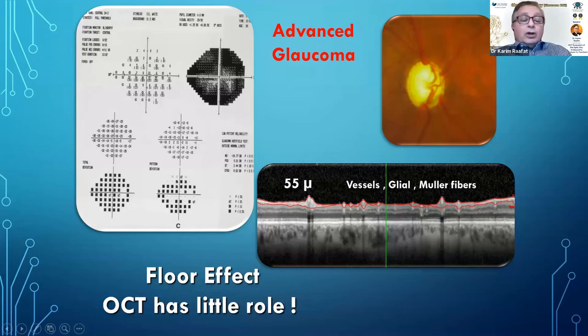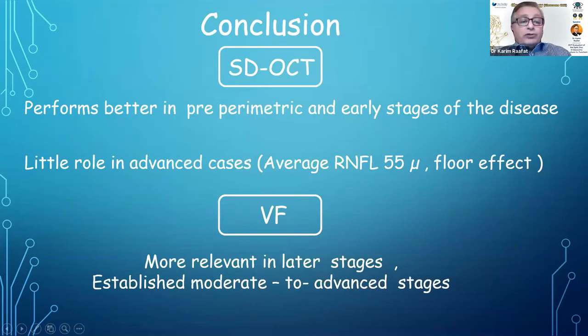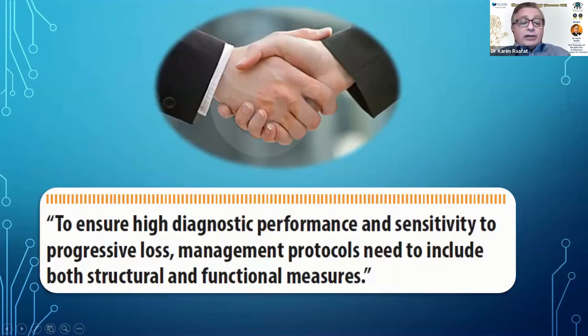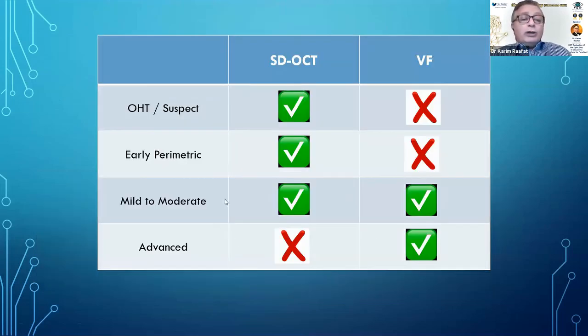So to conclude, we find from this that the spectral domain OCT performs better in the pre-perimetric and the early stages of the disease, but has little role in the advanced cases, given the floor effect with the average nerve fiber below 55, while visual field is more relevant in later stages, established moderate to advanced stages. And to ensure high diagnostic performance and sensitivity to progressive loss, management protocols need to include both structural and functional measures. But remember, we rely on both, but we do it differently.